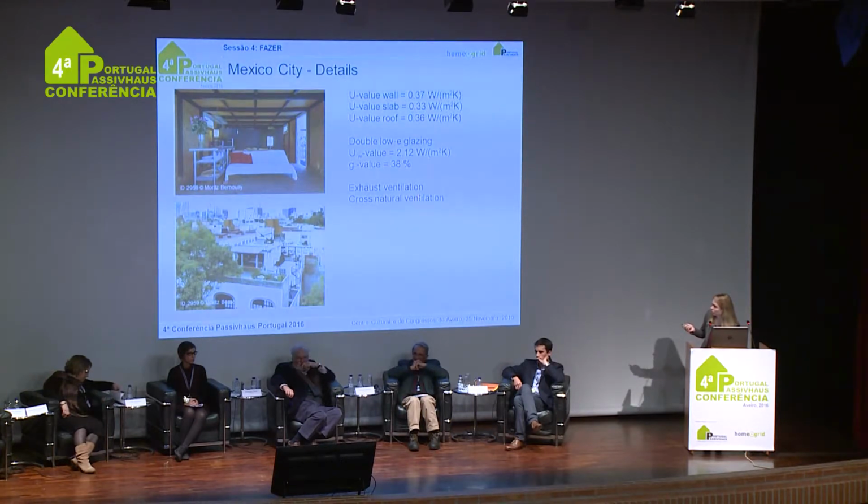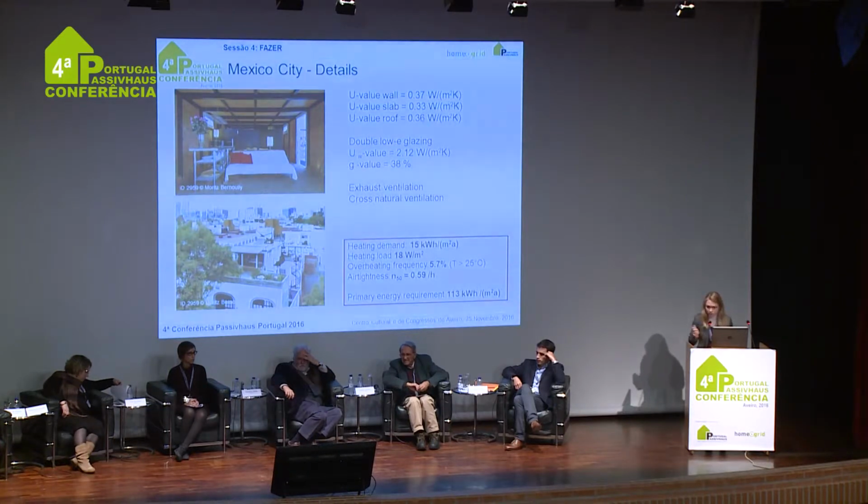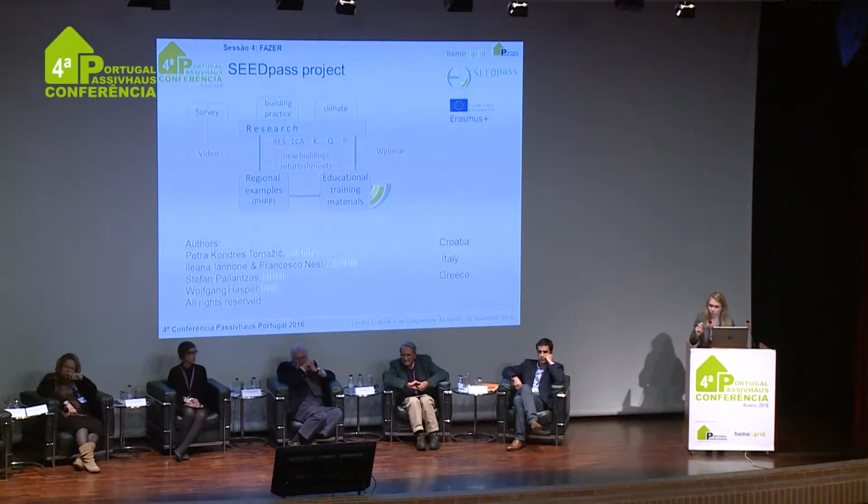And we have an exhaust ventilation and cross-natural ventilation. So the air is coming somewhere around here and it's extracted somewhere at the bottom over there. And with these measures, we managed to get a lower heating demand and heating load. And also, we don't need active cooling, whereas before people were suffering from very hot temperatures in summer and spring and discomfort in winter.